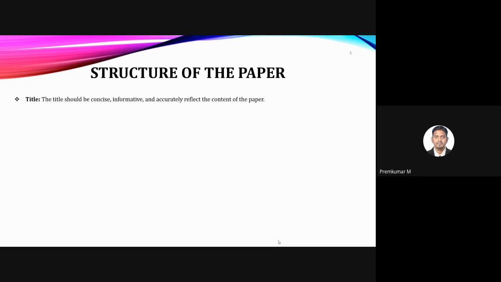And what should be the structure of the paper? What are the things that must be there in a research paper? That I'll be discussing here. First, you have to start with the title. Give a concise and informative title that accurately reflects the content of the paper. You should not give a generic title, and should not give a lengthy title either.